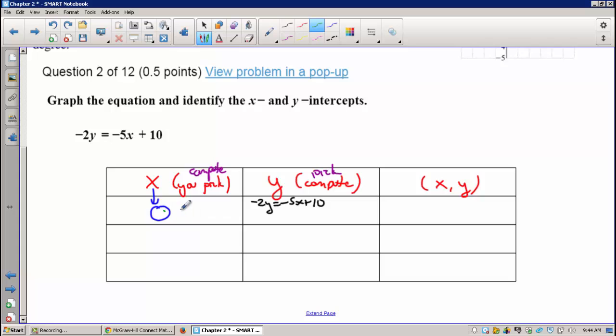Now imagine you have 0 here, right there. What happens 5 times 0? That's 0. And then I have 0 plus 10 is 10, right? So minus 2y equals 10. And then I divide both sides by minus 2. And I get y is negative 5. So when I enter 0, I obtain negative 5.